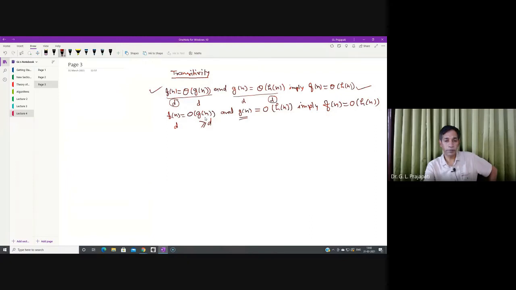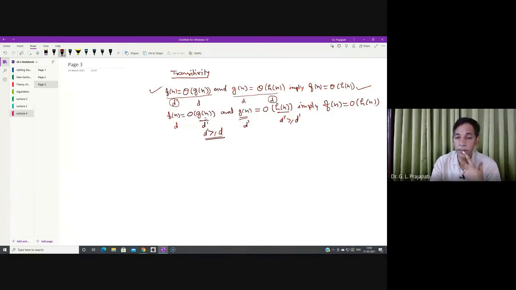So you can say that the degree of f of n is d, and the degree of g of n is, say for example, d dash. So what should d dash be? D dash must be greater than or equal to d. So at least d. So here g of n is big O of h of n, and the degree of g of n is d dash, and hence the degree of h of n may be, say for example, d double dash, and d double dash is greater than or equal to d dash, and d dash is greater than or equal to d.